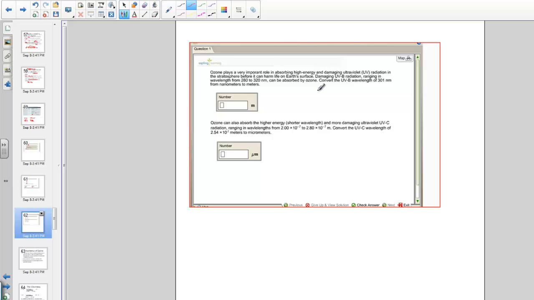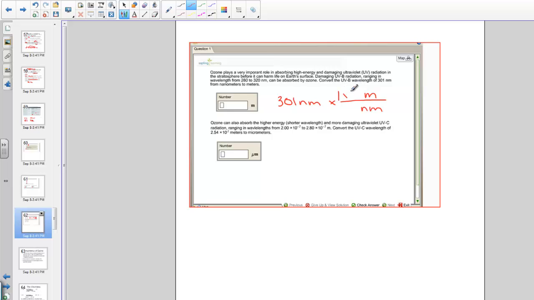Ozone plays a very important role in absorbing high energy and damaging UV radiation in the stratosphere before it can ever harm any life on Earth's surface. Damaging UVB radiation, ranging in the wavelength of 280 to 320 nanometers, can be absorbed by ozone. Now that's a long-winded question for a conversion. We want to convert 301 nanometers to meters. That's all it's really asking me to do. I want the nanometer to cancel, and I want to land with a meter.